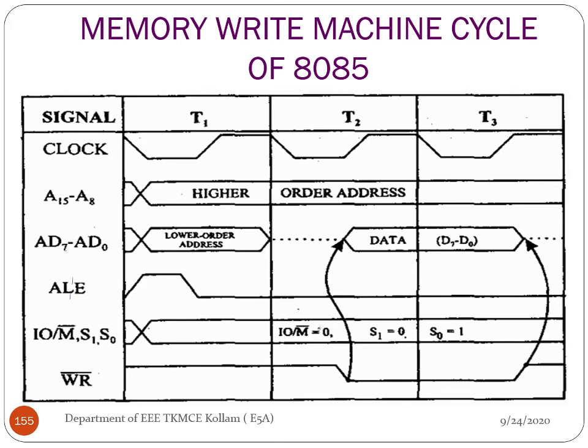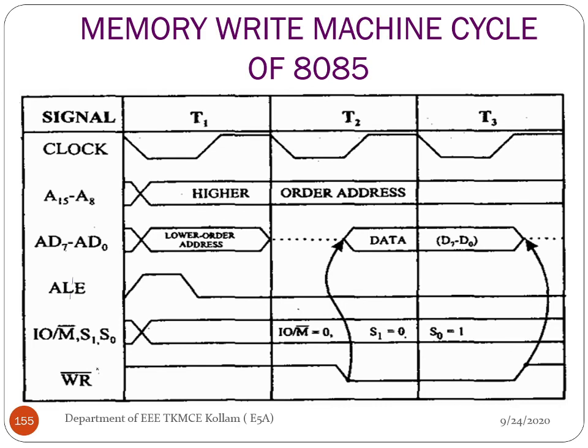Here the data is to be moved into a memory location. So this address is a memory address. So IO/M bar is 0, S1 is 0 and S0 is 1 for the memory write machine cycle. And as this low order address is available as the output of the external hardware, the AD bus is free during T2 and T3.